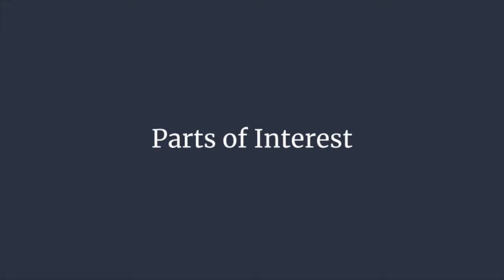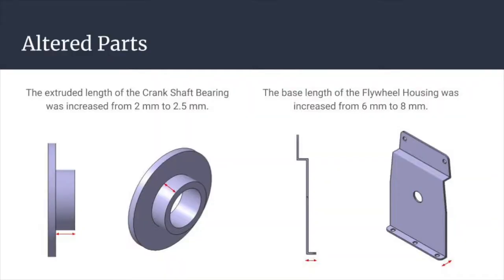Next, we'll discuss the parts of interest: the parts that gave us the most trouble, and the parts that were the most fun to create. So here we have the parts that needed to be altered for the assembly to work. They happen to be my parts as well. The crankshaft bearing had to be increased in size by 0.5 millimeters as shown by the red arrow. And for the flywheel housing, the lip had to be increased from 6 to 8 millimeters.